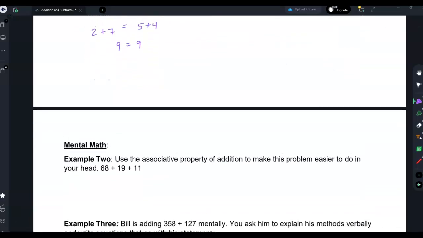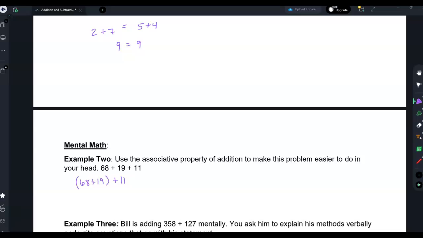For example, let's use the associative property of addition to make this problem easier to do in your head. We have 68 plus 19 plus 11. If I were to do that right now, technically, if I don't have any parentheses, we would do that left to right. So even though there's not a parentheses there, I would end up doing the 68 plus the 19 first because that's the leftmost, and then I would add 11 to that. That's not easy to do in my head. Like 68 plus 19 in my head, that's not easy.